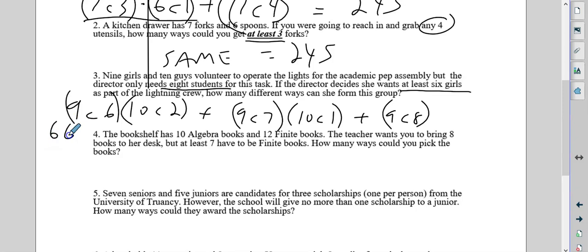So this is 6 girls, this is 7 girls, and this is all 8 girls. You want to make note of that. You're going to find this number and this number and multiply them, this number and this number and multiply them, and then add all 3 together. And that gives you 4,149 different ways that could be done.